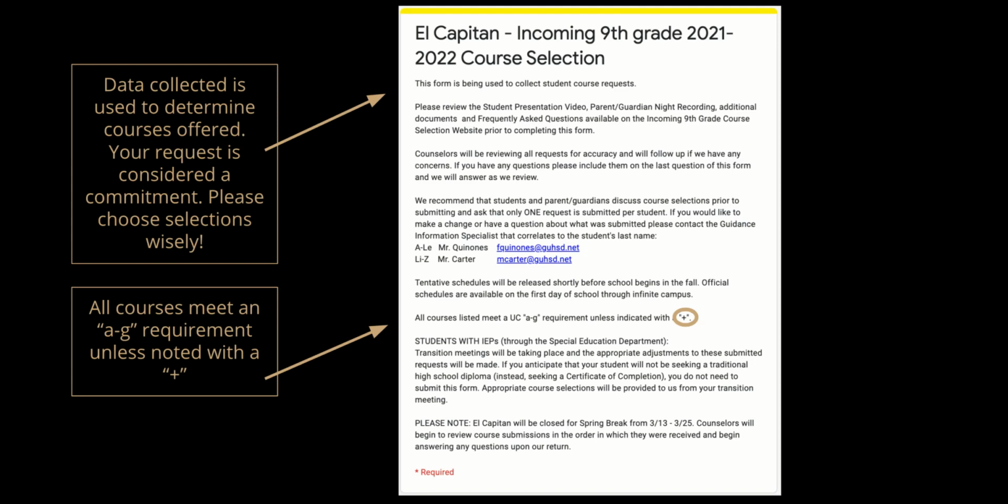So this is what the Google form will look like. We ask that you please read all this information, but I am going to highlight a few things. It is important that you think thoughtfully about what you submit for your course selection requests. We use this data to determine what courses are going to be offered and how many sections will be offered. So we don't save a spot in another class if you change your mind.